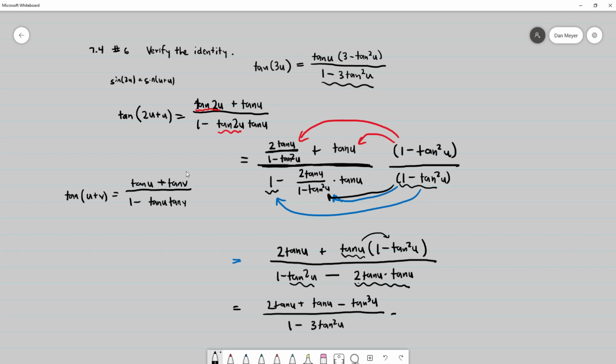And then I think we've got a couple more steps here. On top, I have 3 tangent u's. I got 2 tangent u plus another tangent u gives me 3 tangent u's, minus a tangent cubed u. This should be a u here. It looks kind of like a 4. That should be a u.